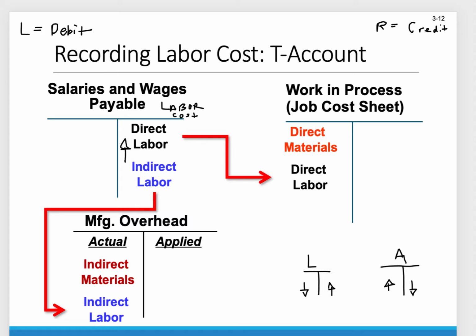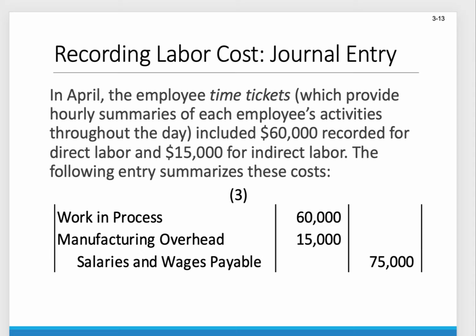So let's put some numbers to this and let's see what happens. In April, we got the employee time cards or the time tickets, right? And we see that $60,000 was recorded for direct labor. So that means all the direct labor is $60,000 and the indirect labor is $15,000. So conceptually we know where these accounts flow, right? All the direct labor costs have to go into our work in process. All the indirect labor needs to go to the overhead.